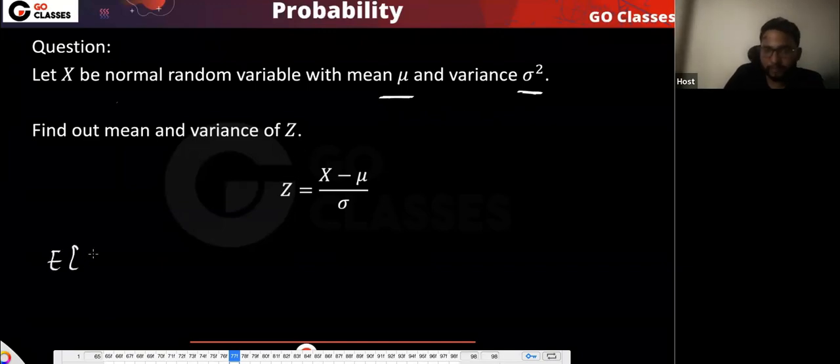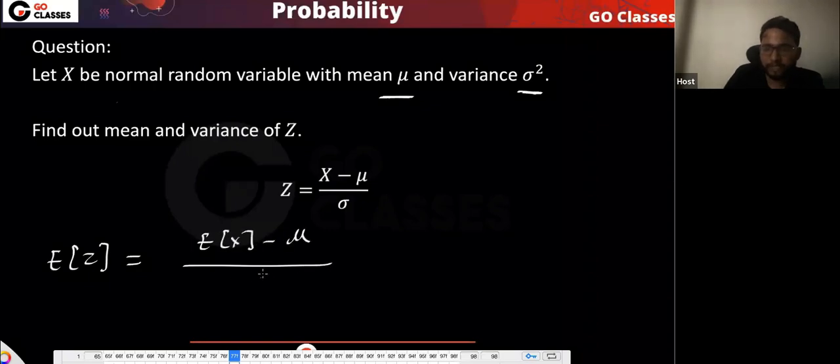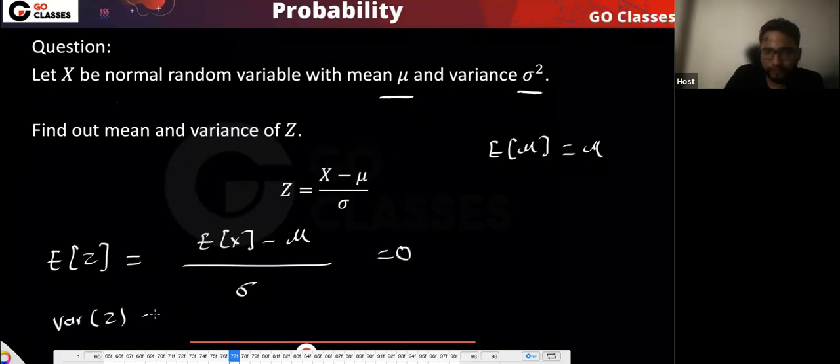Can you find out the mean of Z? Can anyone tell me quickly? It will be expectation of X minus mu, since mu is constant, that's why I'm taking it outside. Expectation of mu is just mu, because mu is constant. And upon sigma, expectation of X is given to be mu, so it is 0. Now similarly, variance of Z will be variance of X upon sigma square, because a constant does not matter in the variance. Variance of X is given to be sigma square, so sigma square upon sigma square is 1. So now you have the expectation and variance.